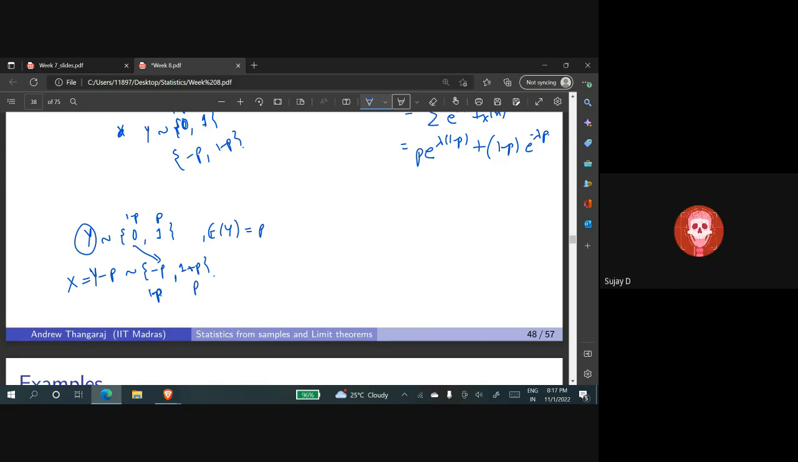Ma'am, why are we using zero mean to find the MGF? What is the purpose? The purpose we'll see in the CLT. All of this has been built up for the central limit theorem. Okay. Got it.